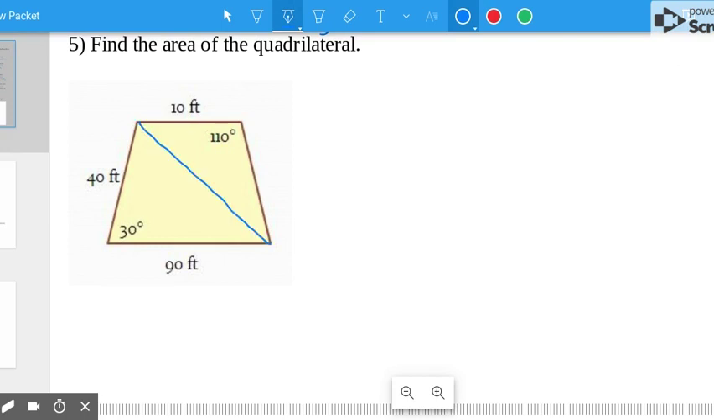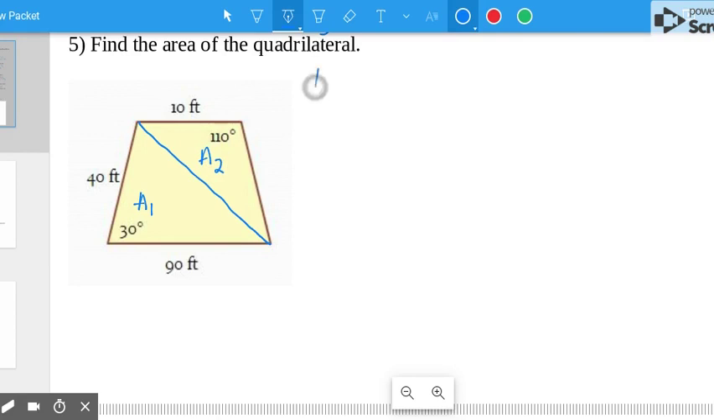So for our last problem, we're finding the area of this quadrilateral. What I've done so far is just draw on the diagonal. And I want to avoid drawing it the opposite way because I don't want to assume that the 30-degree angle or the 110-degree angle are split in half or anything like that. And then I'm just going to label this bottom triangle area 1, and then the top triangle I'm going to label area 2.